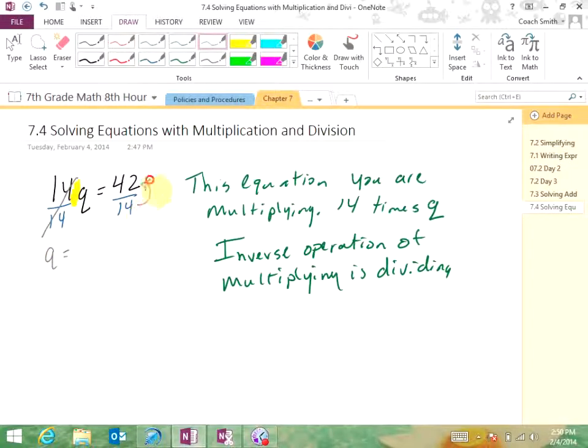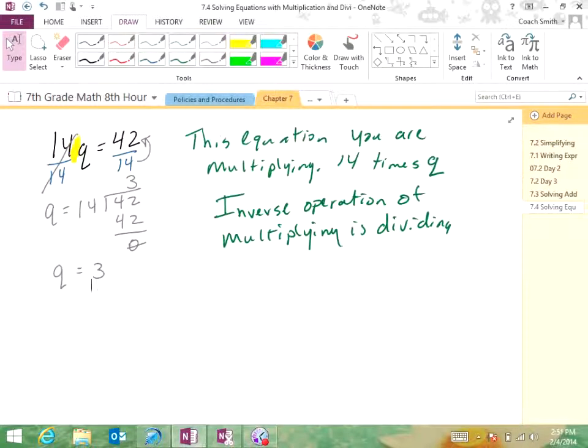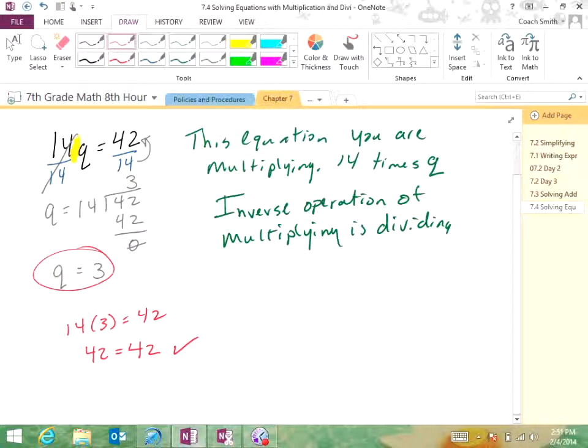On the other side, you're going to divide 14 into 42. 14 will go into 42 3 times. 3 times 14 is 42, remainder 0. So that means Q has to be equal to 3. So then what they're saying is 14 times 3 should be equal to 42. 14 times 3 is 42. So the two sides are equal and balanced. So they do check out. So your answer is Q equal 3.